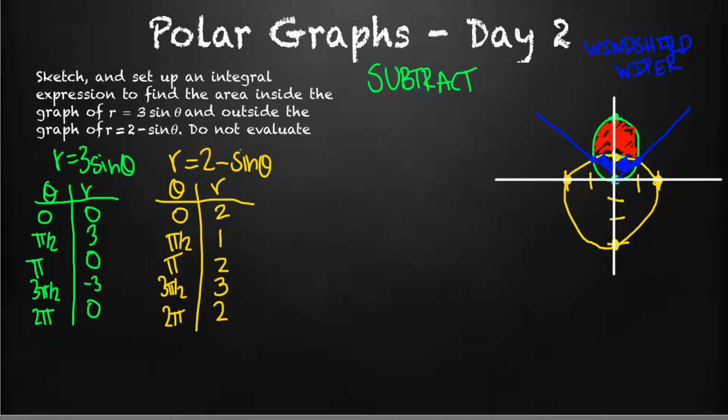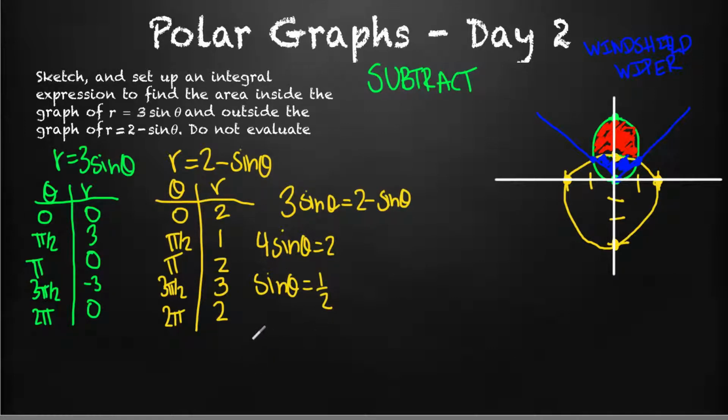So we are going to, first and foremost, we need to see where these graphs intersect. So we're going to set them equal to each other. So 3 sine of theta equals 2 minus sine of theta. Bring the sine of theta to the other side. You get 4 sine of theta equals 2. So sine of theta equals 1/2. And so on the unit circle, the sine is equal to 1/2 at theta equals pi over 6, and theta equals 5 pi over 6.